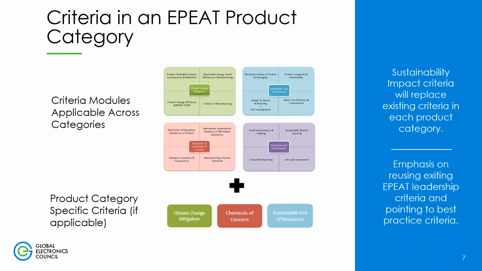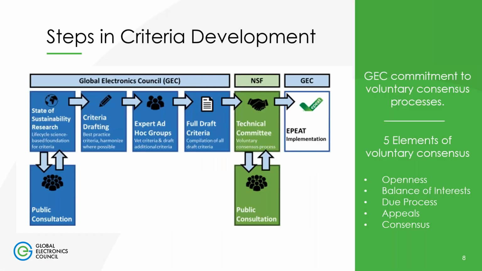So with that overview of the modular aspect of the criteria that we'll be implementing going forward, what I want to do now is to look further into the actual steps in the criteria development process. This slide provides an overview of criteria development with two distinct parts that I want to call out. The first is the preparatory work, which is represented in the blue boxes, starting with our state of sustainability research, followed by criteria drafting, review, and vetting by expert ad hoc groups, and the compilation of a full criteria document. Now, these steps in the process, these blue boxes, will be overseen by GEC staff with the engagement of stakeholders.